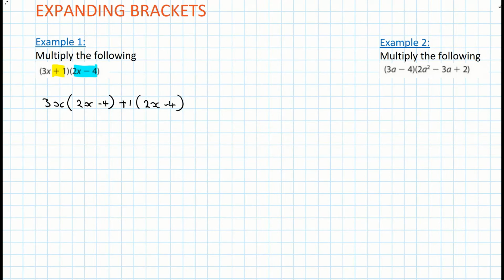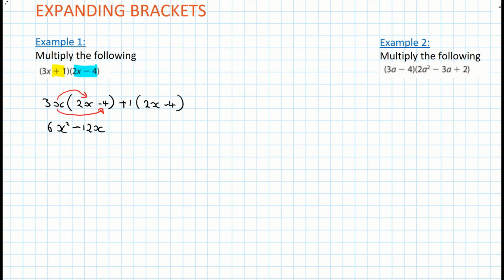I'm now going to multiply in those brackets. So in other words, I'm multiplying 3x by 2x first of all, and 3 by 2 is giving me 6. x by x is giving me x squared. I'm then multiplying the 3x by the minus 4. Just watch your signs here. A positive 3 by a negative 4 gives me a negative 12x. So that's the first section done.